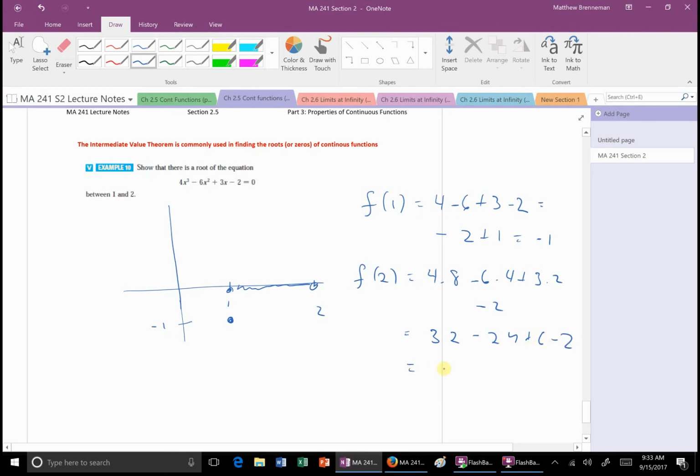So I'm going to have 8 plus 4 is that. So the function here is minus 1 at the lower endpoint. It's going to be positive 12. And I don't really care about the value. All I care about is the function.